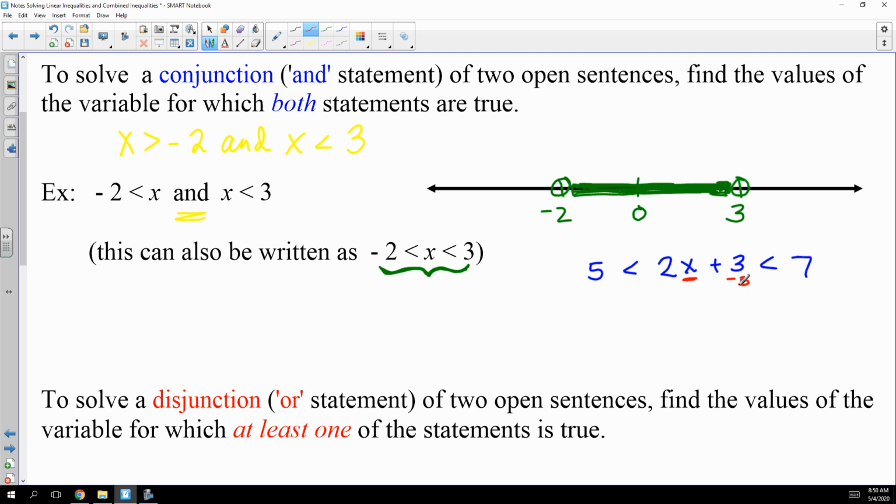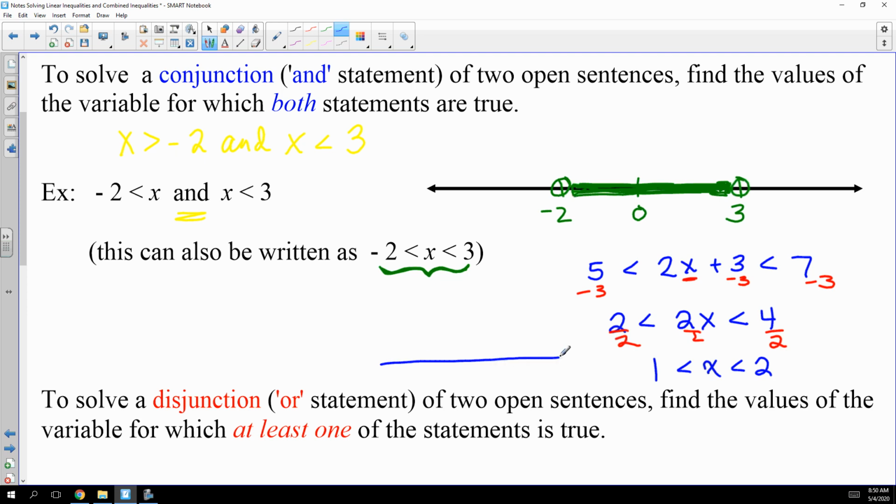So I'm going to subtract 3, and whatever I do, I need to do that in all parts. Okay, so then I get 2 is less than 2x, which is less than 4. And then I'm going to divide every term by 2. And then I end up with 1 is less than x, which is less than 2. On a number line, of course, that would just look like you'd have a value at 1 and at 2, open circles, and shade everything in between.